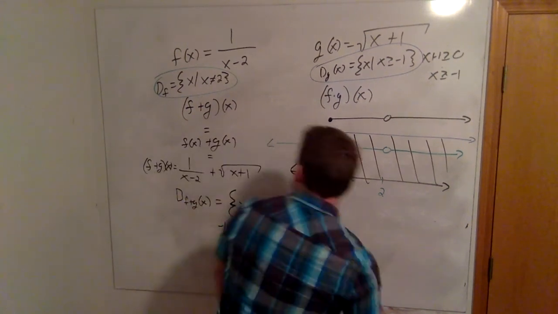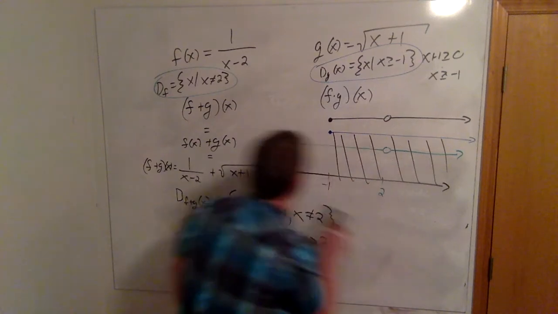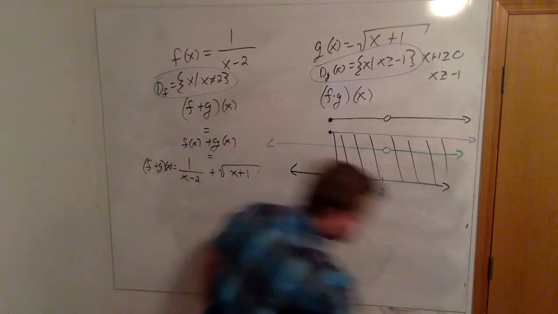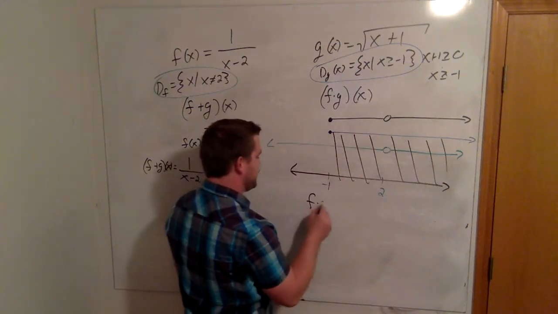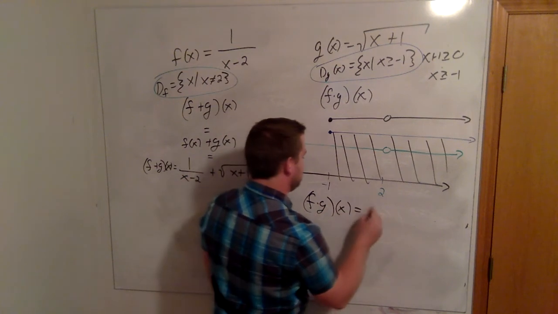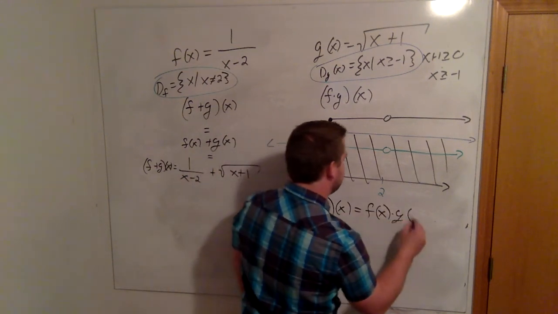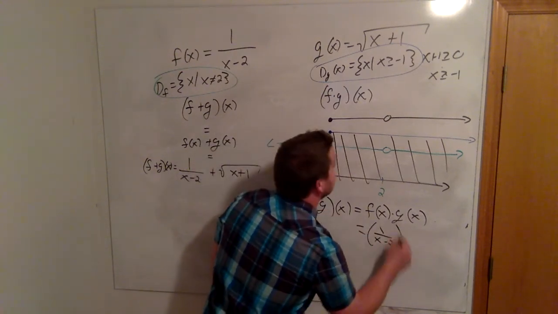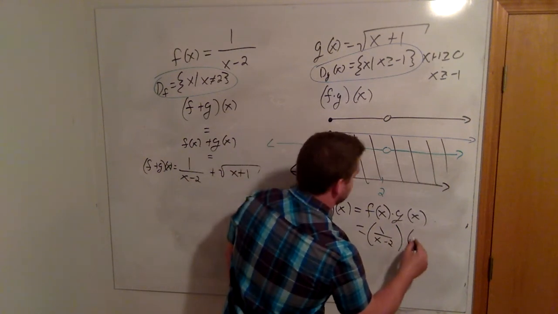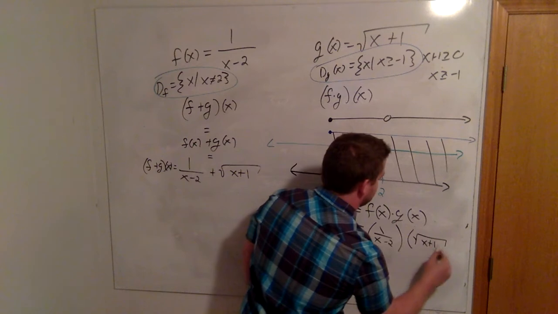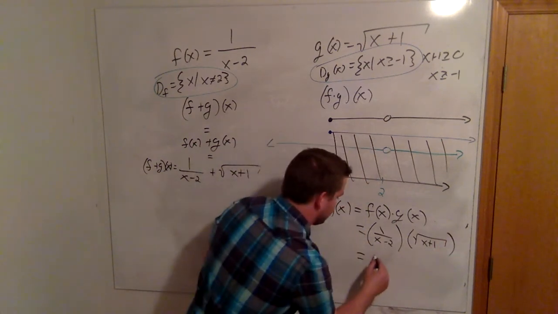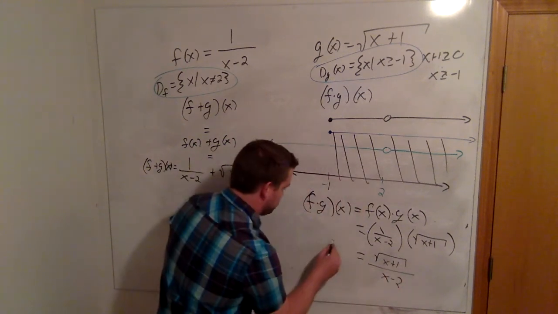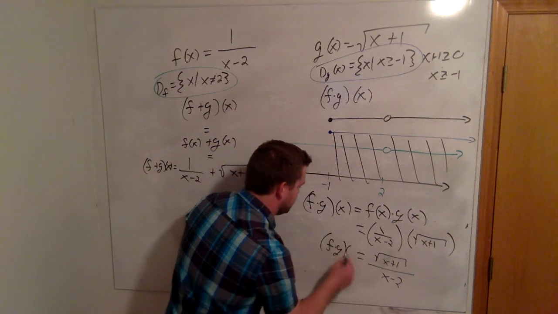Okay. If we were to multiply them together, f times g of x, well, this is going to be f of x times g of x. So f of x is 1 over x minus 2, and g of x is the square root of x plus 1. If we multiply these together, we're going to get the square root of x plus 1 all over x minus 2. So this is f times g of x.